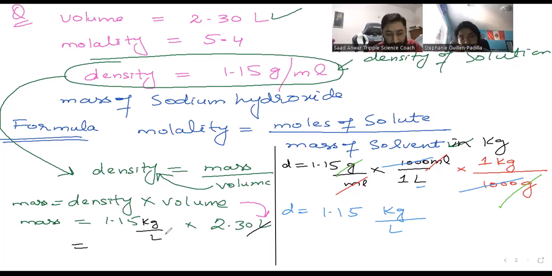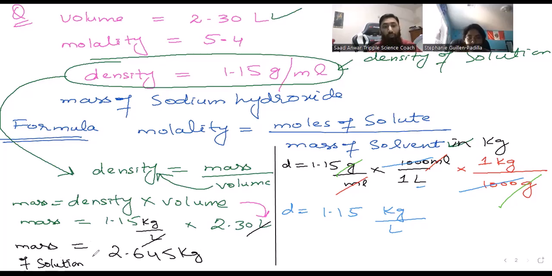Now this liter would be cancelled with this liter. When I multiply 1.5 with 2.30, what would I get? That would be the mass of solution. So what would you get, Stephanie? It would be 2.645. Very good. 2.645 kilogram. This is the mass of solution.